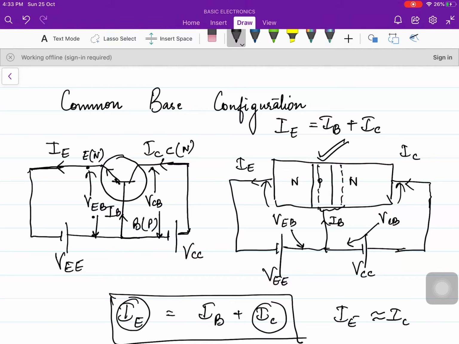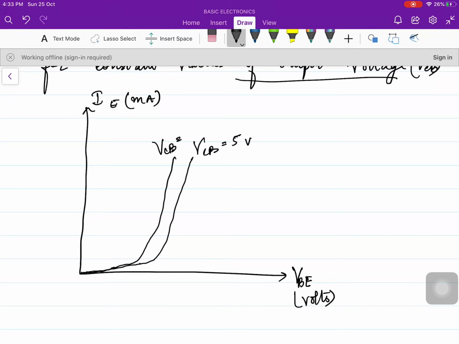So you are drawing the graph for IE, so it will be increased, and if it is increased, then the graph will shift more towards the vertical. That means as you increase VCB, your graph will go on shifting towards the left. It will start becoming more vertical, realizing the fact that the current is increasing, IE is increasing. If you had been drawing the graph of base current, then it would have been decreasing, and you would have been shifting the graph to the right side. And this whole effect is called early effect. This is called early effect.